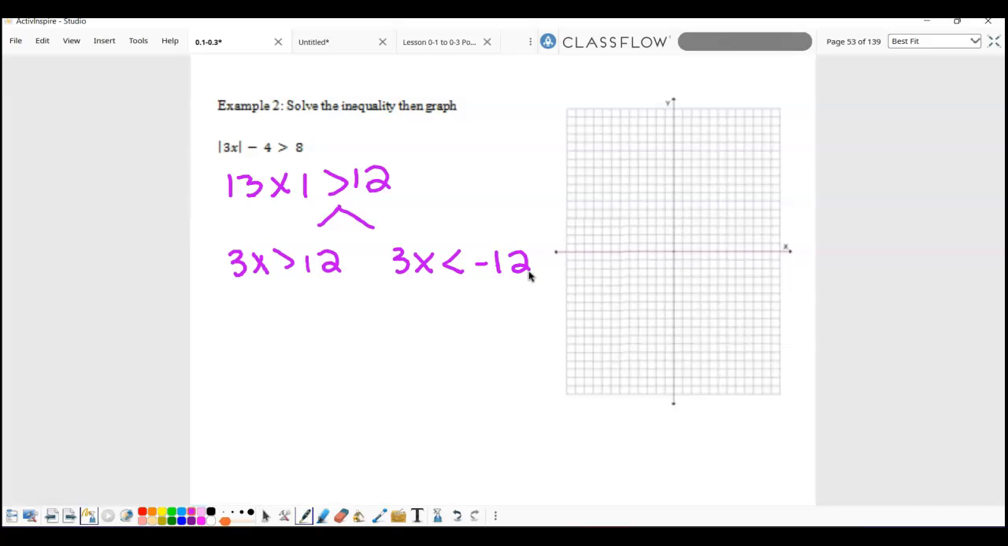So essentially the inequality switches directions because you changed the sign. When we divide by a negative, you change your inequality. So you get x greater than 4, or x less than -4. So it's an or, because they're going in opposite directions.